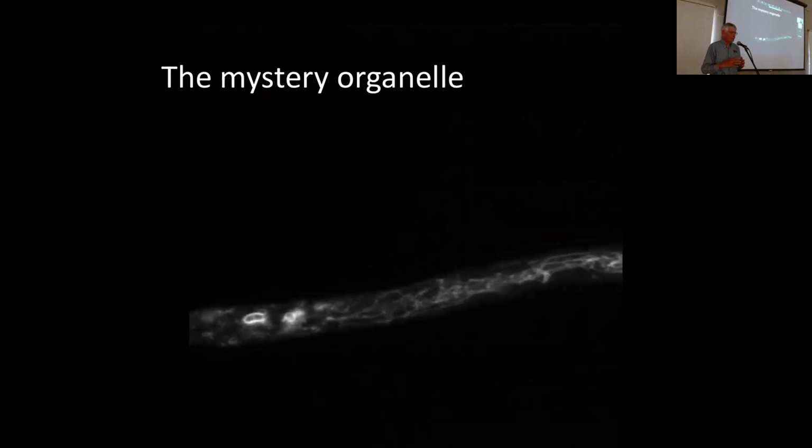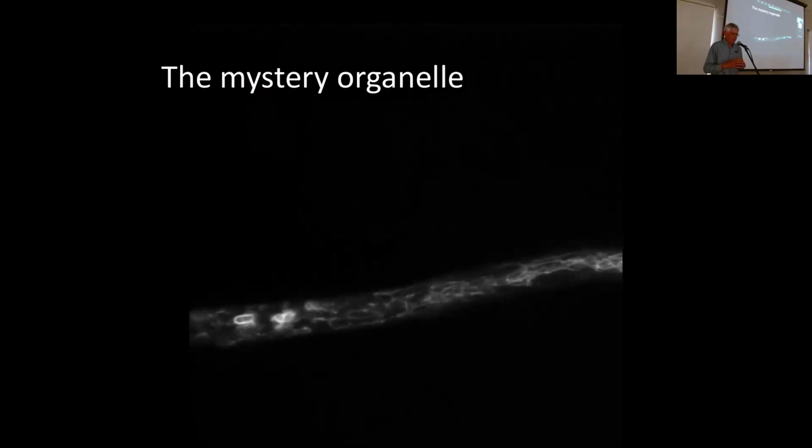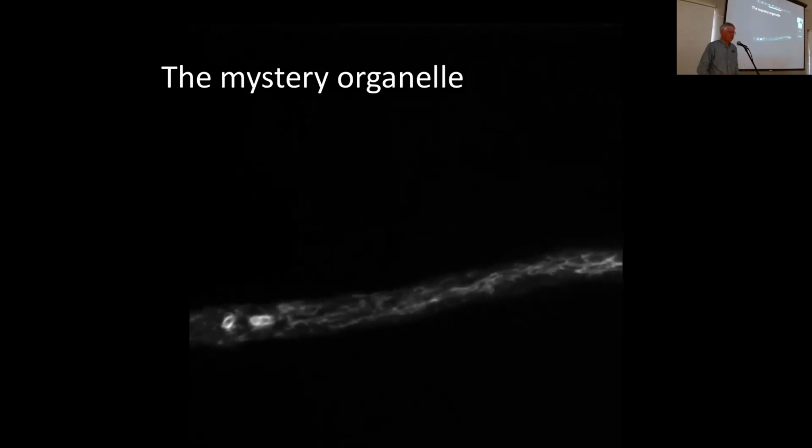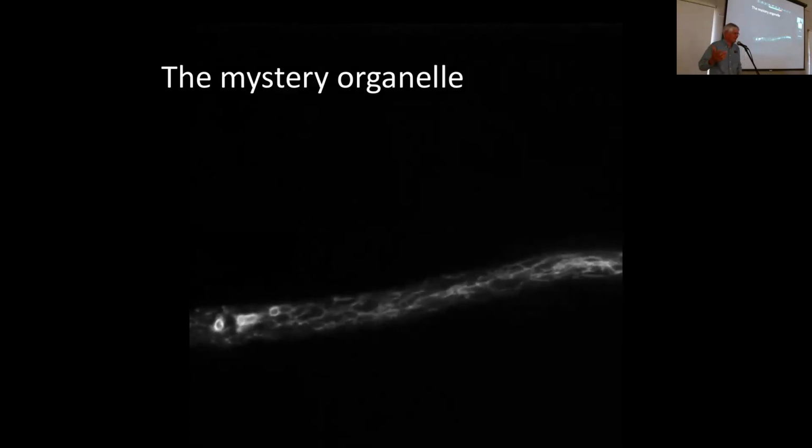They're kind of big and round, but normally you don't have the big and round ones up at the tip. That kind of didn't make sense. So it was really a mystery organelle. Now, people have been studying cells for 100 years. You don't find a new organelle every day.